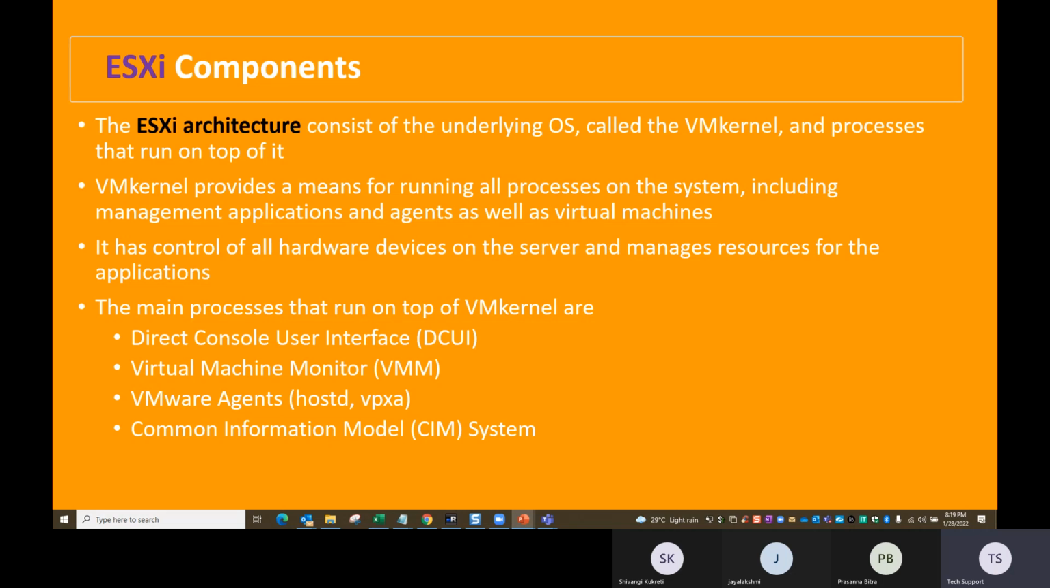So VMkernel provides a means for running all processes. These processes are like in a normal Windows operating system. If you go to the Task Manager, we can see all the processes. Same way, VMkernel also will show all the running processes. It will include the management applications and the specific ESXi host agents as well as virtual machines. And it has control of all the hardware devices. Hardware devices means motherboard, CPU, memory, disk, and network interface card. All the hardware interfaces it will control and manage the resources for the applications.